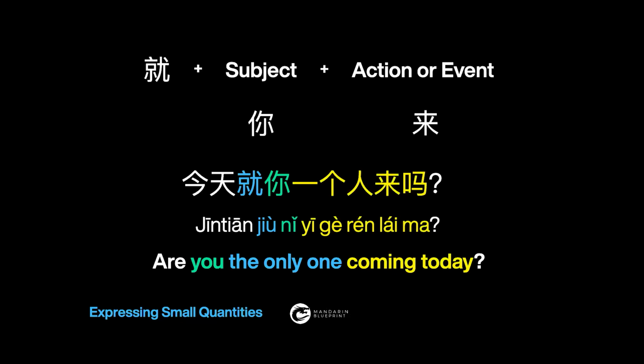And then finally, if you have 今天就你一个人来吗? Are you the only one coming today? The function of 就 in this sentence is to express that the speaker feels that this isn't a lot of people. Maybe they invited a bunch of people to their party and only one person showed up. 今天就你一个人来吗? They feel bad about it because they feel that one is a small quantity compared to their expectations, hence why they use 就.